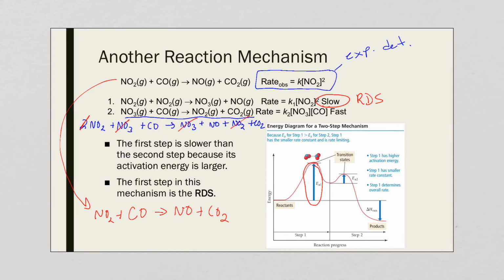Now, because it's the slow step, it's going to determine the rate of the overall reaction. So step one is going to determine the overall rate. Now, if we have a proposed mechanism that has the slow step as the first step, then it's pretty straightforward to give what the rate law of that mechanism would be.